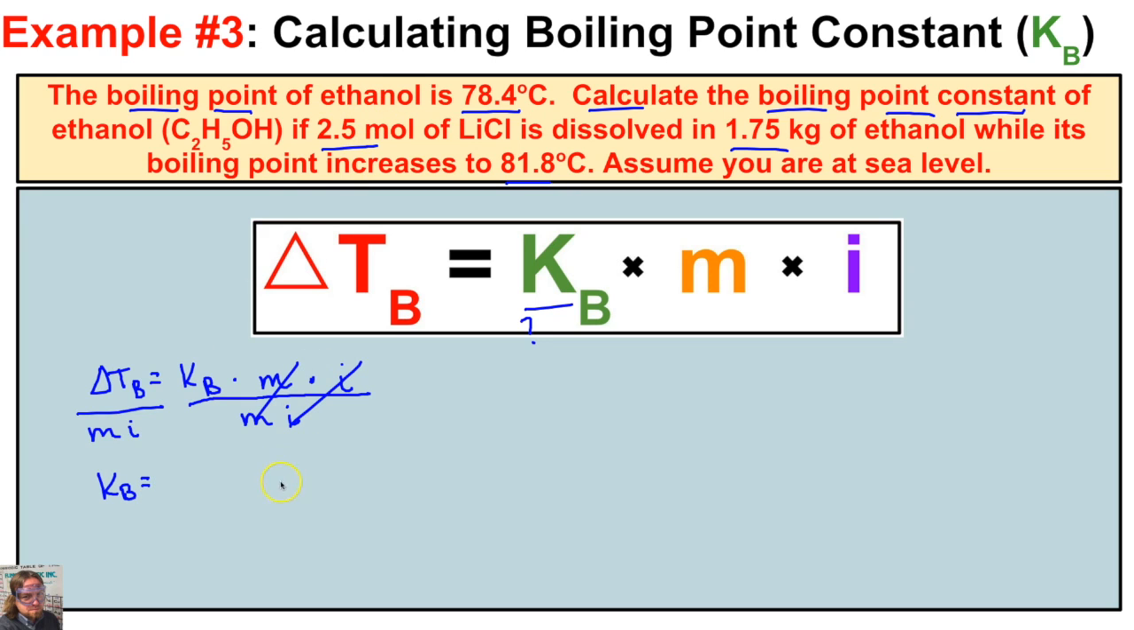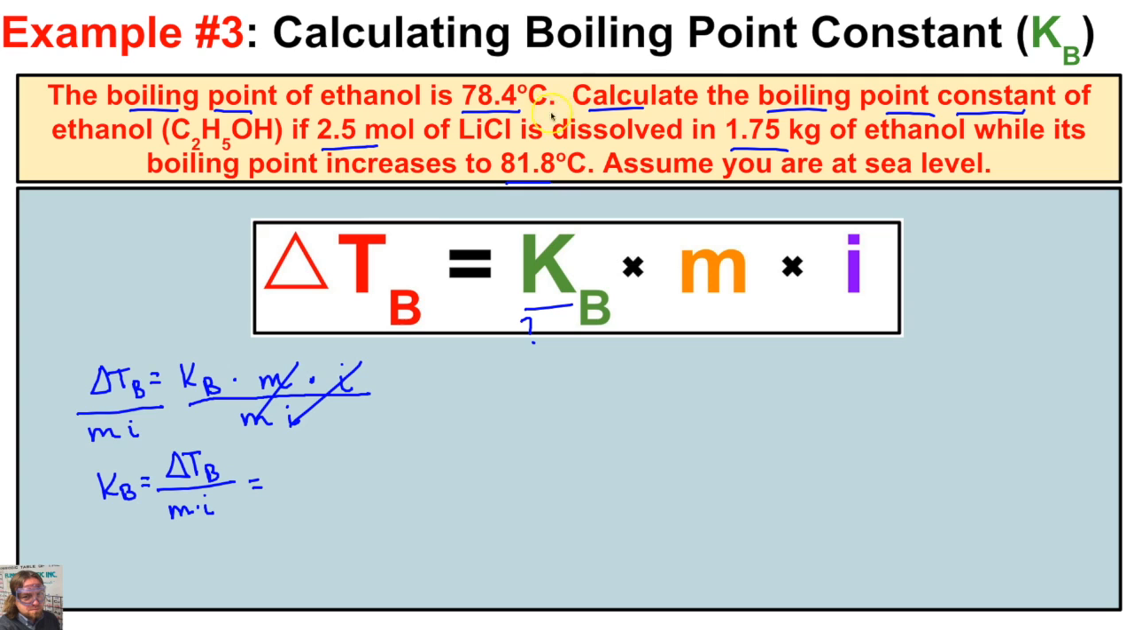And so it looks like to get the boiling point constant of our solvent, in this case ethanol, we take the change in the boiling point temperature and divide this by the molality times the Van Hoff factor. So that's how we're going to solve this problem. So let's take a look further here.